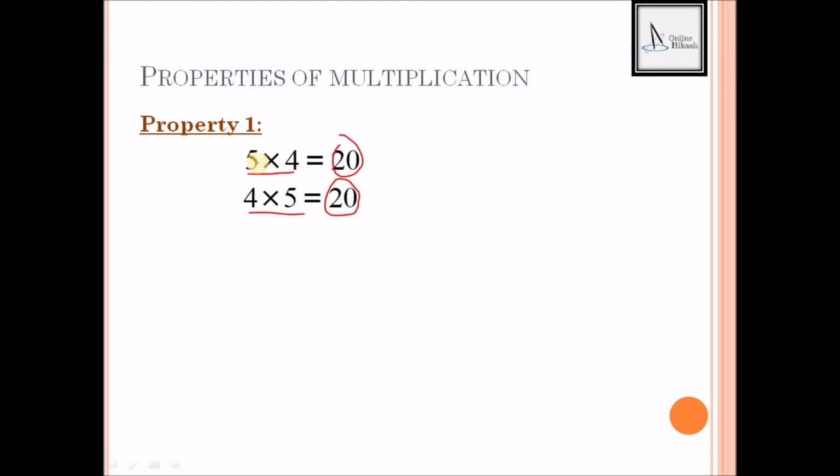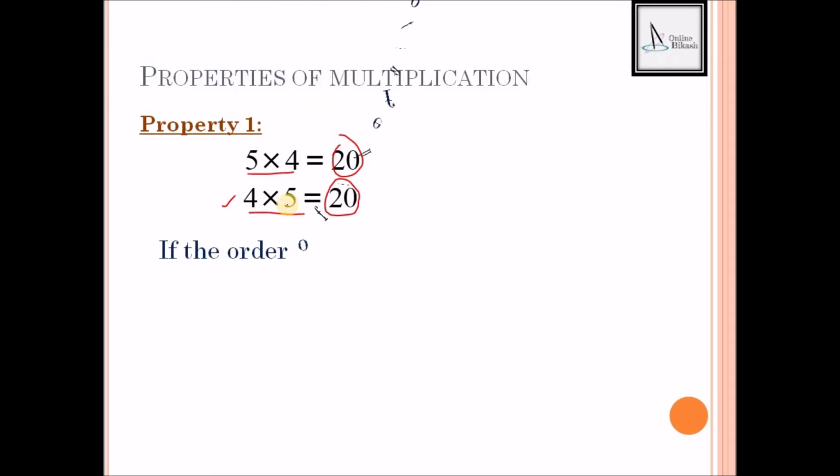What about the factors? The factor 5 is written first, then 4 in the first case, and in the second case, the factor 4 is written first, then 5. It means we have placed these two factors in different orders: the 5 we keep in the very first place, then 4, and in the second case we keep 4 in the very first place, then 5.